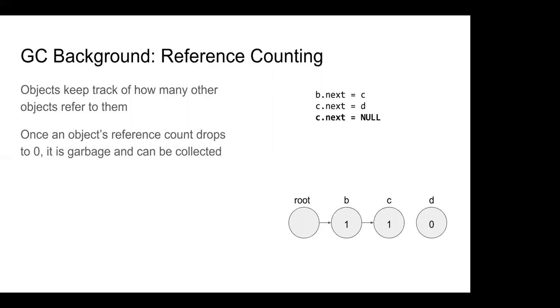In this next step, we set C next to null, or whatever it is in your language, so that now there is nothing that actually refers to D. So D's count drops to 0. And once that happens, it's garbage, and it can be collected.